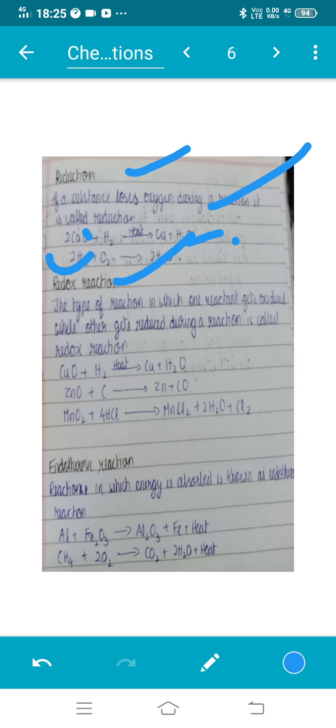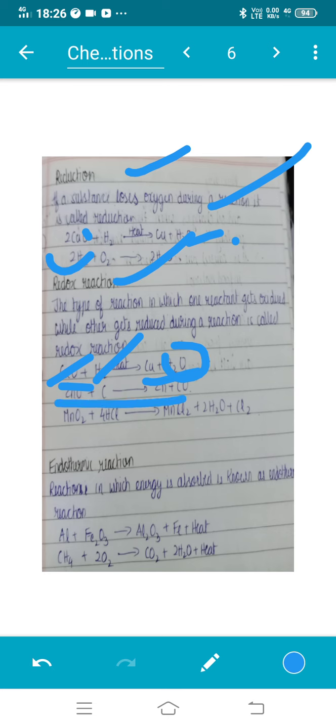CuO plus H2 gives Cu plus H2O. Here the CuO is reduced and the H2 is oxidized, because the oxygen is taken out of CuO to form H2O, so the CuO is getting reduced and the hydrogen is getting oxidized. You have to learn how to find what is oxidized and what is getting reduced.